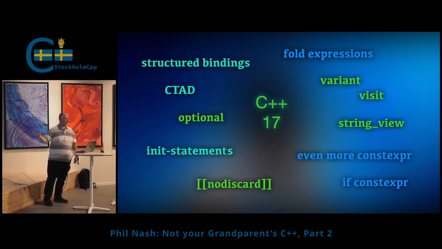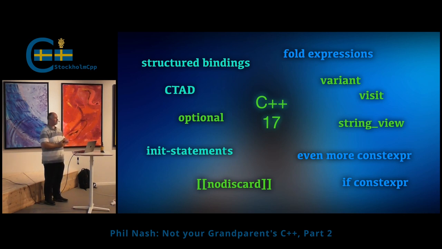Constexpr has been this constantly evolving thing. Talking of which, if constexpr is actually quite a big thing in 17, particularly if you're a library writer or you're doing template metaprogramming or any of that sort of stuff. If constexpr can save you a ton of code because it's basically just an if that can happen at compile time, and the evaluation only happens depending on the condition. I'm not going to go into it in too much depth, but it's really powerful for replacing loads of the template metaprogramming code.